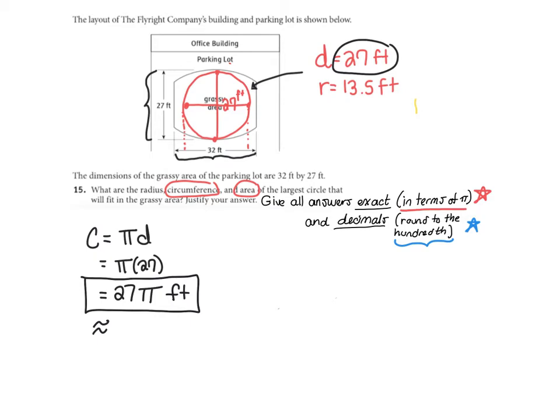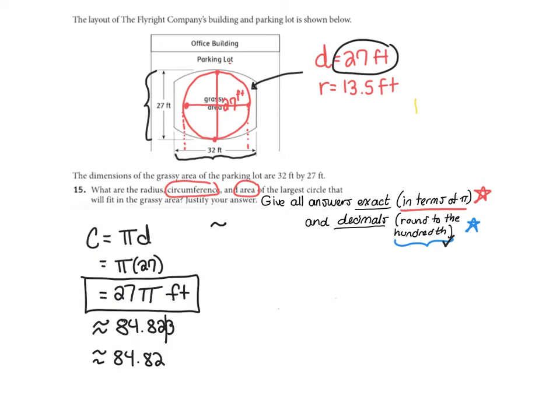So when I put this in my calculator, I'm just going to type in my 27 times pi, and we're going to get approximately 84.823. Now, since I said round it to the 100th, that's 2 decimal places, so I'm going to round it to 84.82. Please make sure that you use the pi button in your calculator, not 3.14.